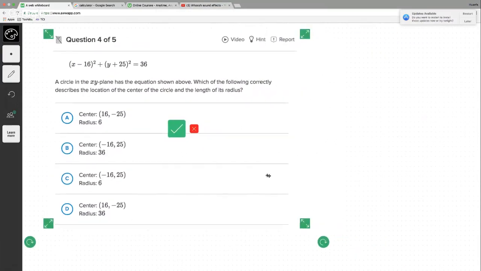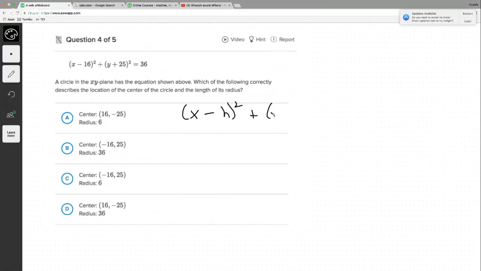All right, question 4. Nice. This is another one where we identify the parts of the circle. I'm going to set it up one more time with the formula: (x minus h) squared plus (y minus k) squared equals r squared. From this formula, the center's at (h, k), and the radius is just r, so it's the square root of this number. Which of the following correctly describes the location of the center of the circle and the length of its radius?